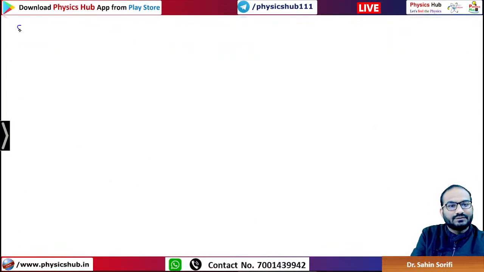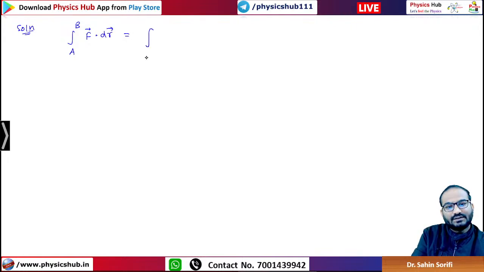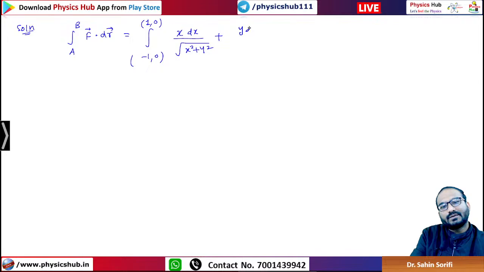In polar coordinates, what do we take? First of all, let's write what we have to do. We have to evaluate the integral from a to b of f dot dr. Point A is minus 1, 0, so we have to go to plus 1, 0 along the curve of the semicircle. So x dx by root over x square plus y square plus y dy by root over x square plus y square, this one you have to evaluate.